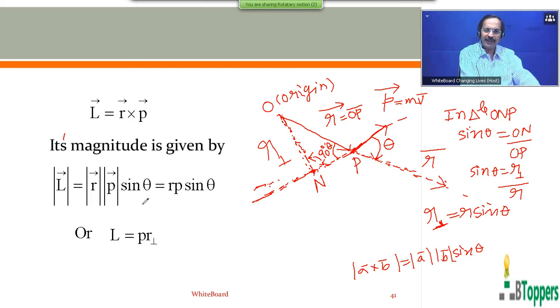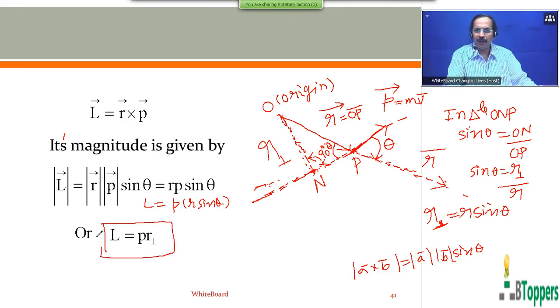So the magnitude of the angular momentum of the particle is given by L equal to R P sin theta, or you can write P into R sin theta, which gives L equal to P into R perpendicular. Here R perpendicular represents the perpendicular distance between the origin O and the direction of the motion of the particle.